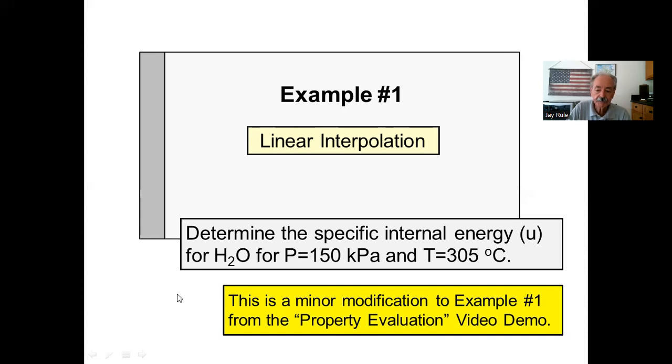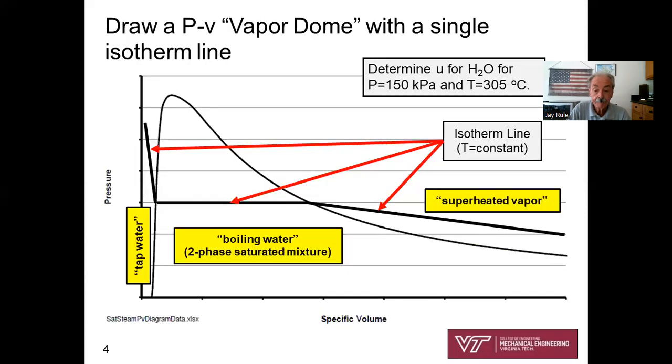And if you're watching some of these videos, you say, wait a minute, this looks an awful lot like example 1 from the property evaluation video. Well, it is very similar, but I've changed a number a little bit. So for completeness, let's start where we should start. We've got H2O, and the first thing we have to do is determine the phase of our property pair. So we're going to start by drawing the vapor dome on your own page.